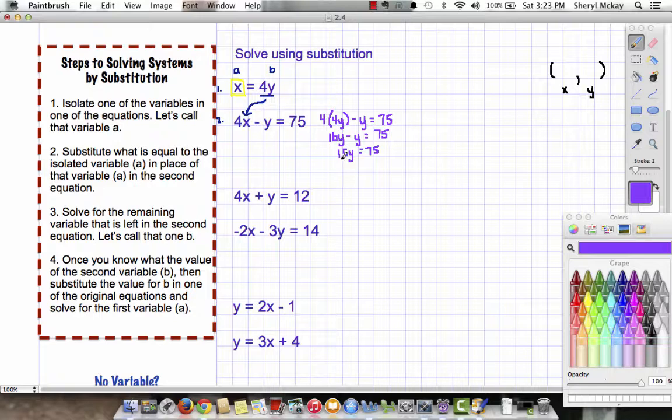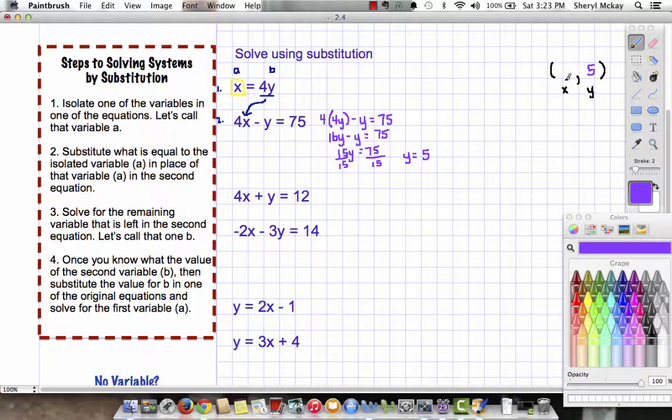Now I have to isolate my y, so I'm going to divide both by 15. And I get y equals 75 divided by 15 is 5. So y equals 5. So I've just figured out what y is, so I can write it up here. Y equals 5. Okay? I'm not done yet because I need to find out what the x is.